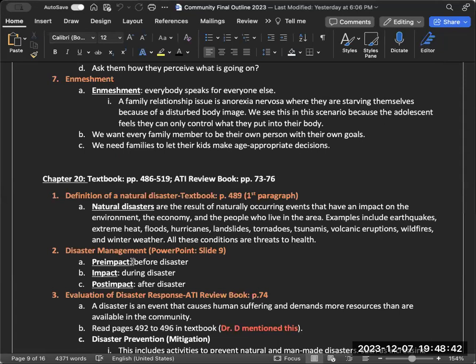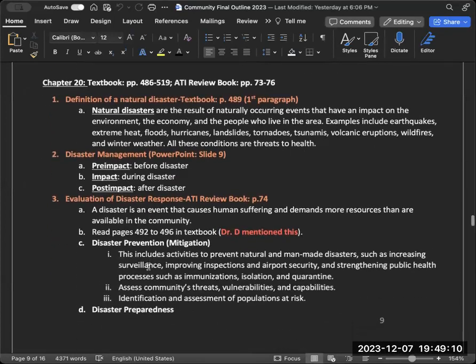And in this scenario of enmeshment, they can't speak for themselves. So they feel that the only thing they can control is what they can put into their body. So they have no control over anything but what they can eat. So that's why the problem of enmeshment can be very serious. And our goal is that we want every family member to be their own person with their own goals, and we need families to let their children make age appropriate decisions. So that's it for that chapter.